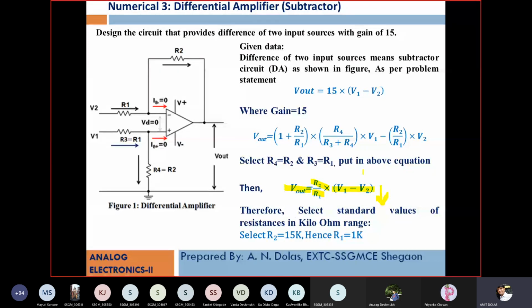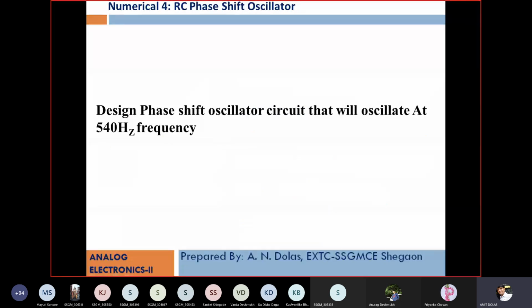Moving to another numerical, numerical number 4, based on the RC phase shift oscillator, where simply the frequency is given. At that frequency you can design the RC phase shift oscillator. Design an RC phase shift oscillator to oscillate at 540 hertz frequency. Frequency is given means your output frequency is given, that means you have f0 or f out.